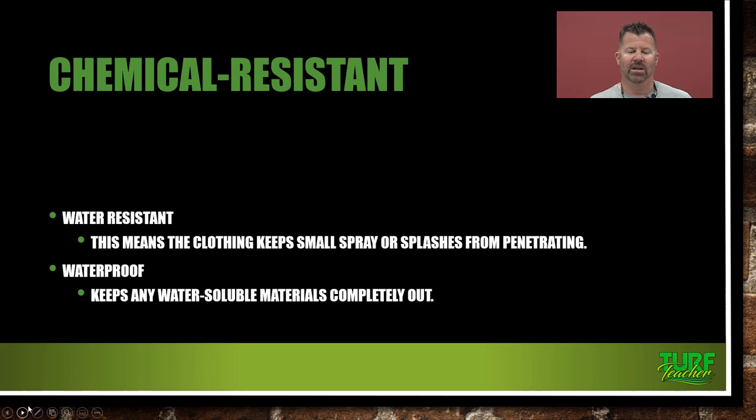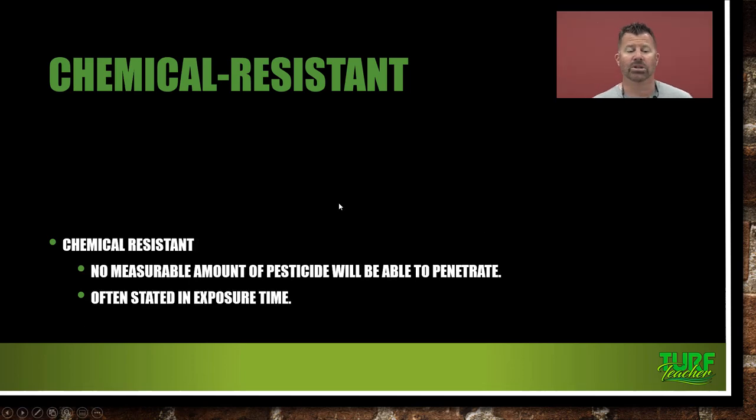Waterproof means that any water-soluble materials are completely out. So you could be caught in the rain, full downpour, and you're going to be dry on the inside. Nothing is going to penetrate through it. Chemical resistant means that there's no measurable amount of pesticide that can penetrate the material. It's often stated in exposure time, which basically is saying if you're making a chemical application for 20 minutes, this material will be chemical resistant. Any other time beyond that, you may risk being exposed to that pesticide.